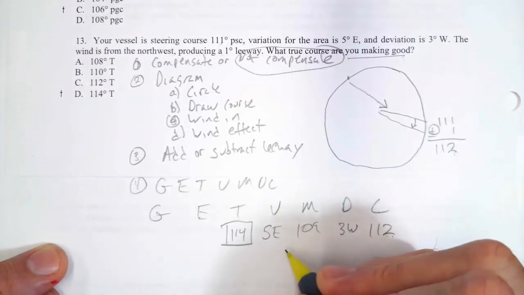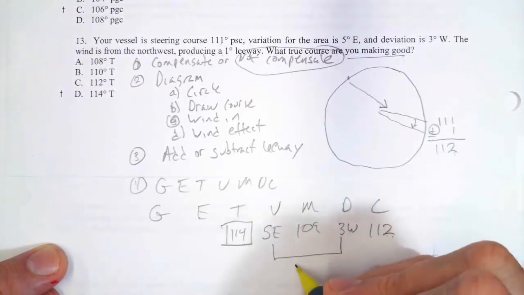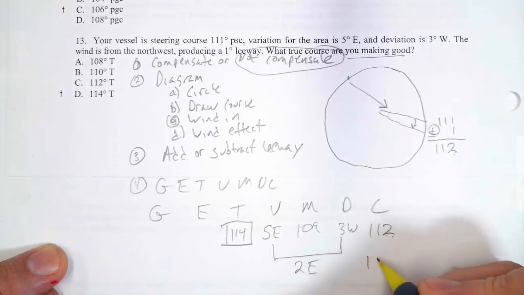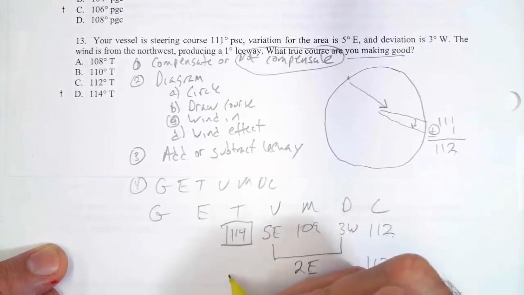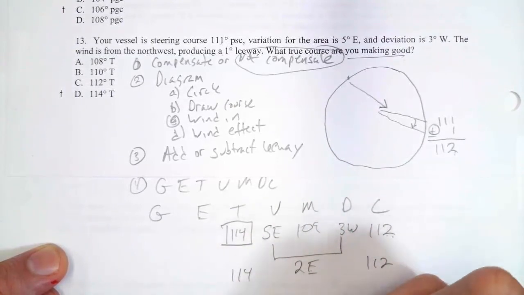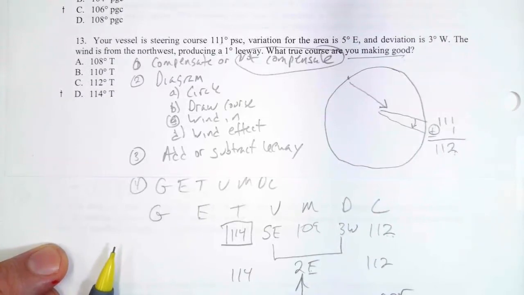I could have also done it like this. I could have gone 5 east, 3 west. It's really 2 east. So 112, 2 east is add, 114. And that's it, because this is the compass error. Anyway, that's how you do that.